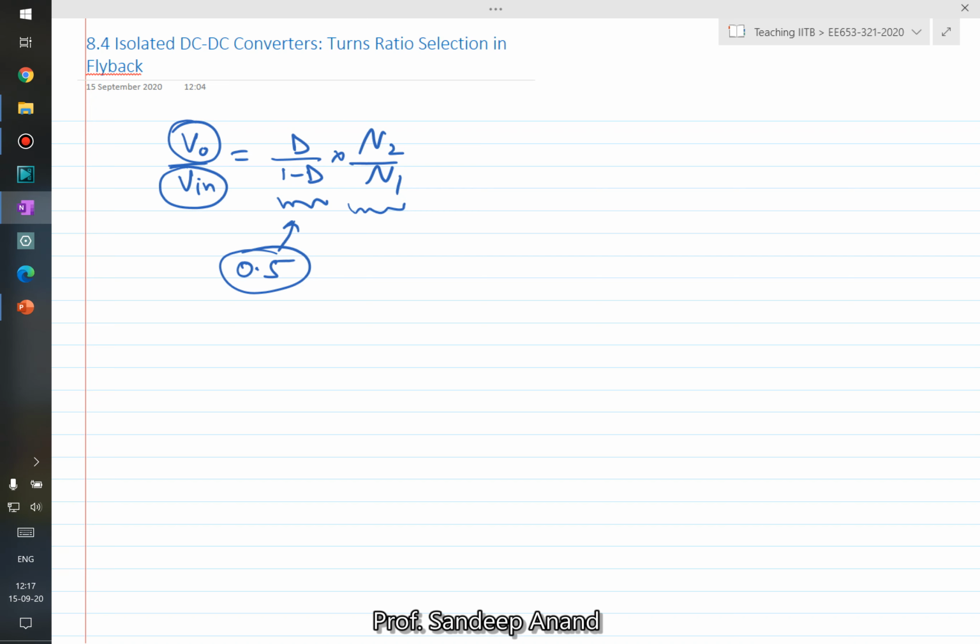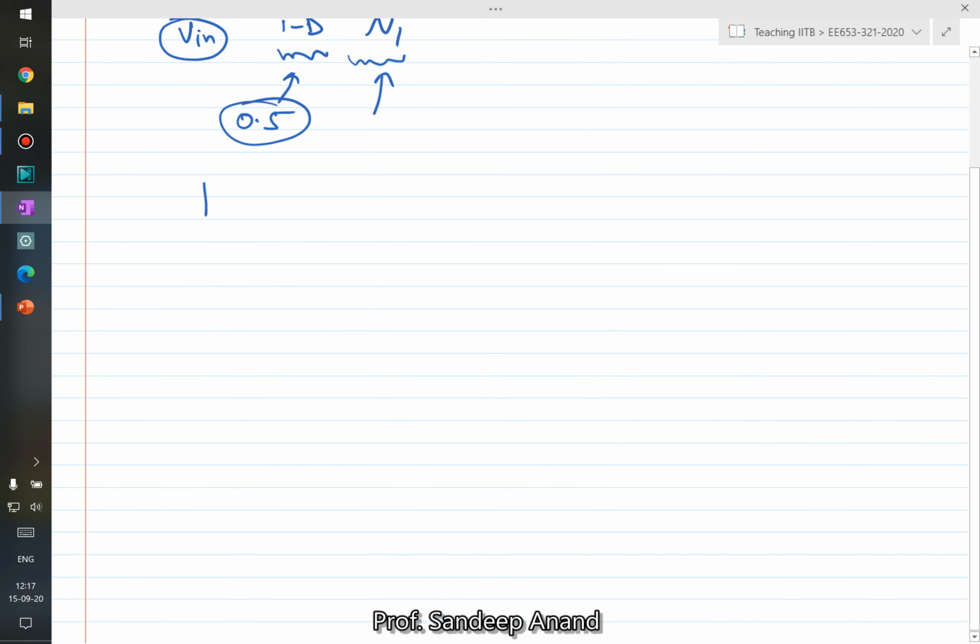So one thought process is that if you want to keep this as 0.5, then you select N2 by N1 approximately equal to VO by Vin. That is one way. The other thing is that there are a few other limitations or design constraints which come on N2 by N1, so let's have a look at it. Let me draw the flyback converter before we go ahead.